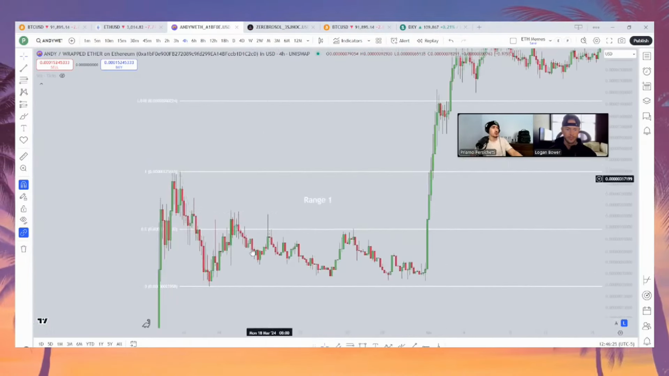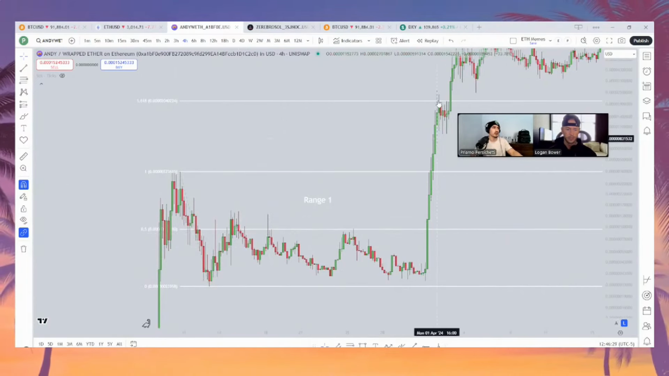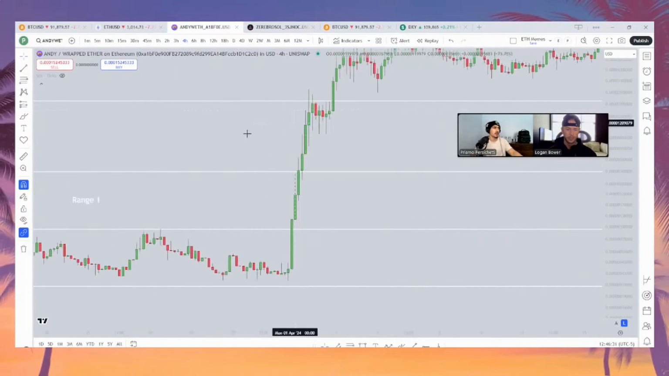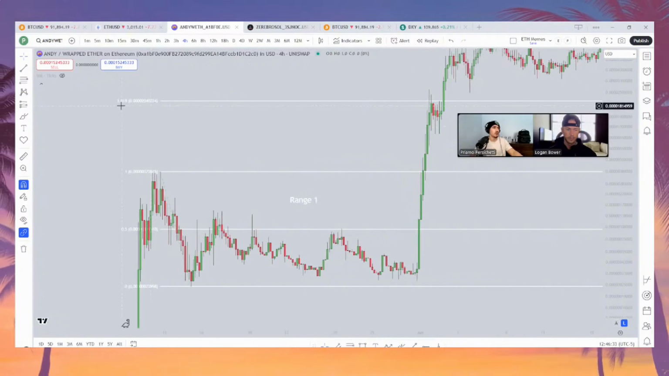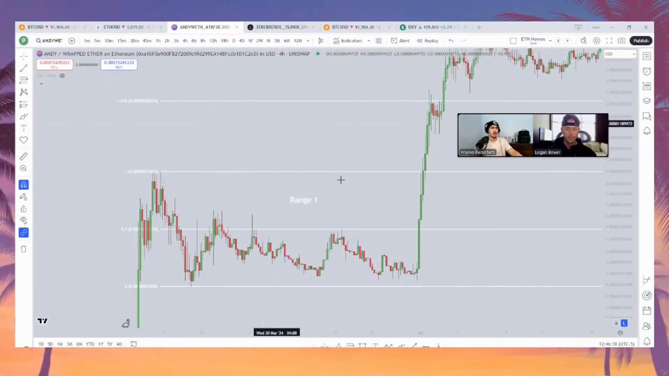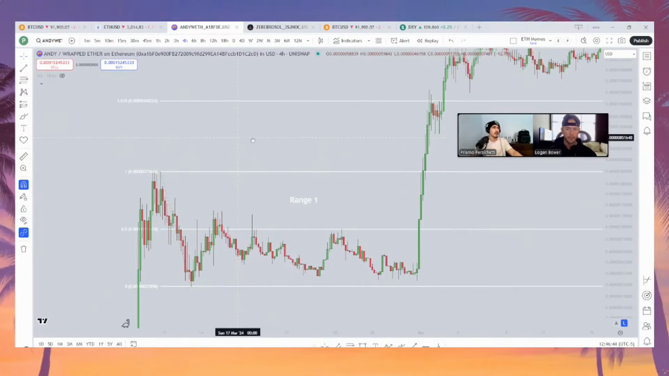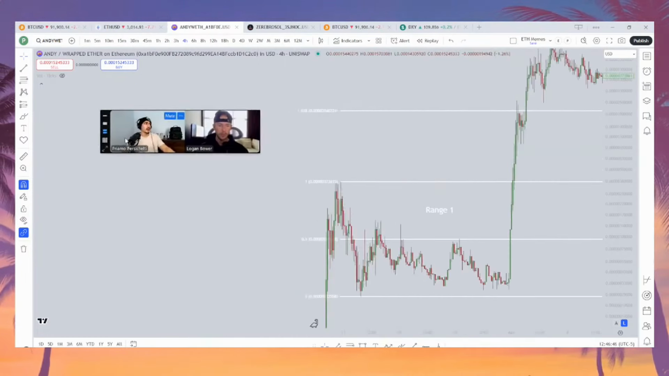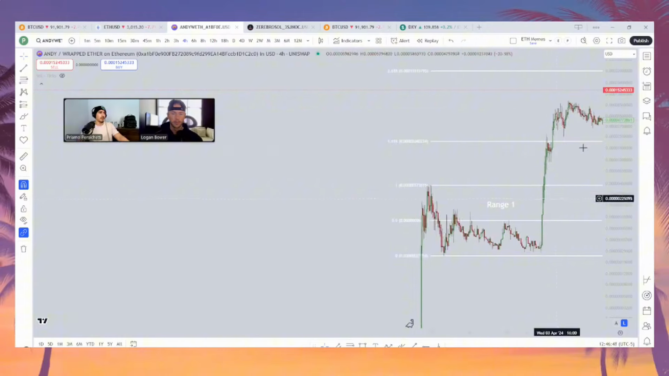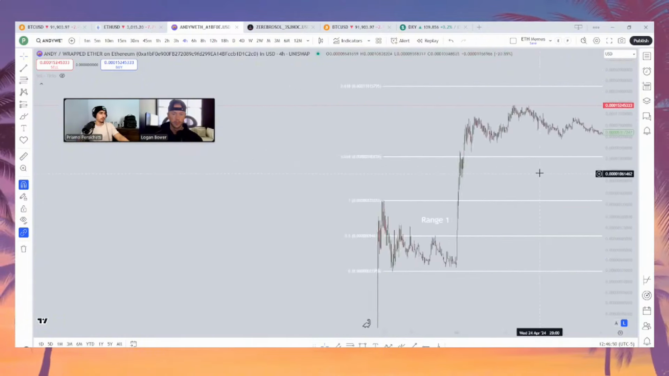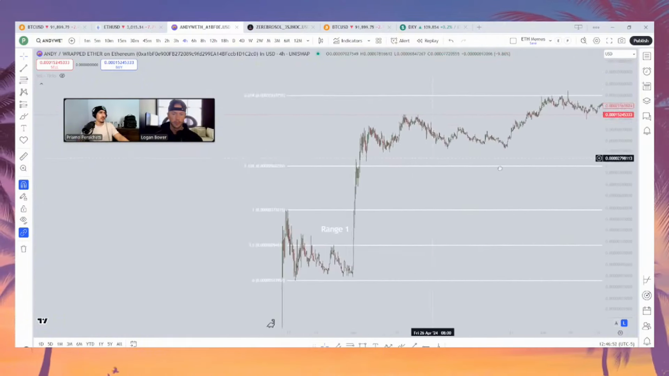So we get this range 1. We create this range, Andy breaks out. Where does it stop exactly? The 1.618 on this logarithmic fib. So it's playing the fibs. If Andy's playing fibs, then that means you can expect the fibs to continue to play throughout the life of this cycle. So Andy hits the 1.618, comes up, creates a second range.